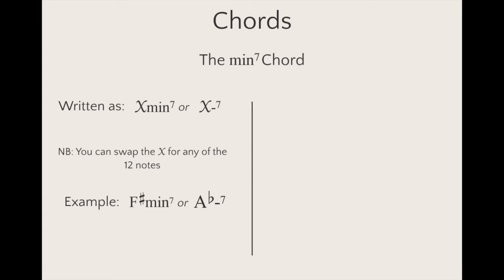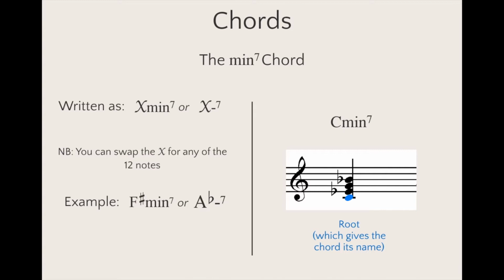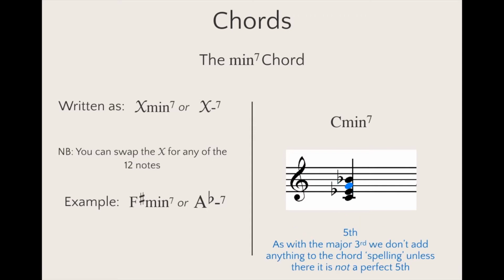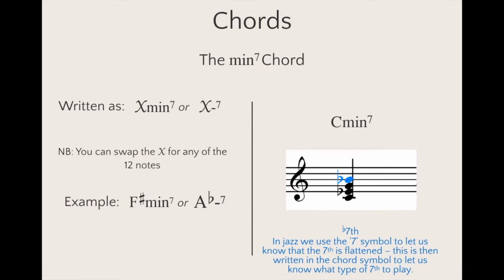Let's take a look at how it's constructed. Here's C minor 7. Let's start with the root. The root's the bass note and gives the chord its name. Next, the third. The third is a flattened third, so therefore we add min or min in the chord symbol. So whenever you see min or min in your chord symbol, you know it has a flattened third. Remember, if it's a major third, we don't do anything to the chord symbol. The 5 is a perfect fifth, so therefore we don't do anything to the chord symbol spelling. In a minor 7, the 7th is flattened, so we've added a 7 to the chord symbol spelling.